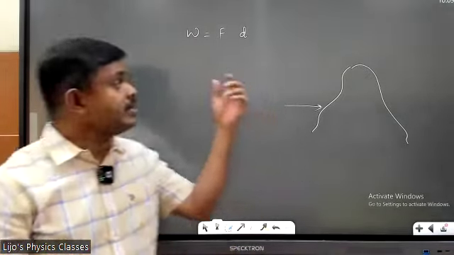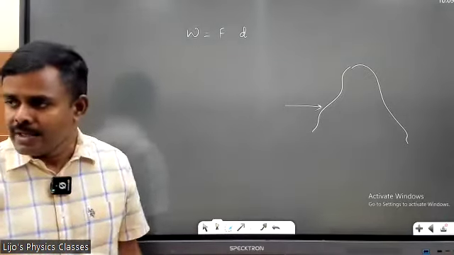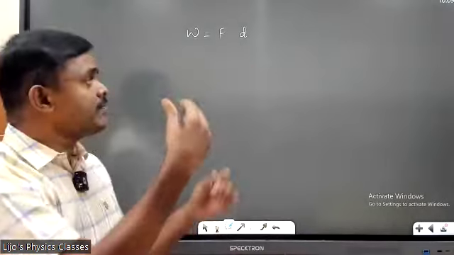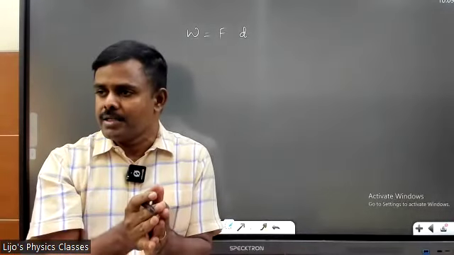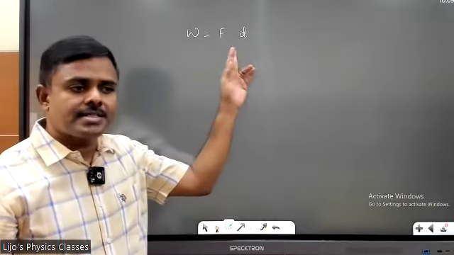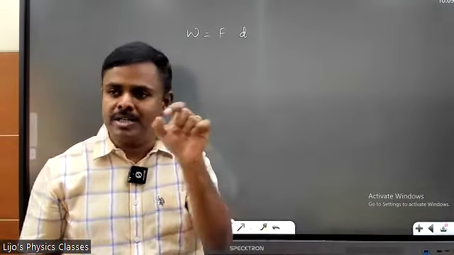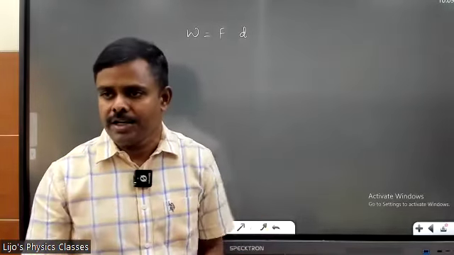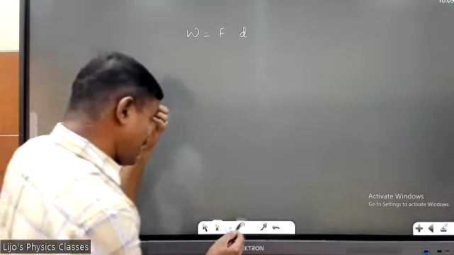This definition you learned in class 9. Work done is not in the normal sense. In physics, we have a different meaning for work. Work is said to be done when a force causes a displacement. Displacement is essential for saying that work has been done. Got it. And let me put a condition here.